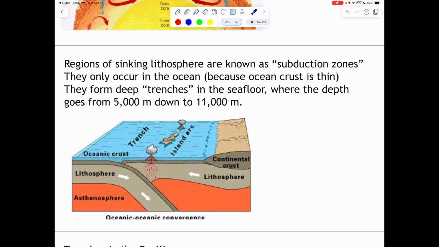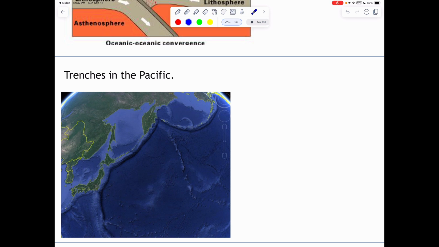So you can see an example here of this plate. When it meets this plate here, it's going to go under. So in the Pacific here, you can actually see it. These are all trenches, this whole area. And this is where the Pacific plate is going underneath these continental plates over here. So you've got massive, large trenches. We also have lots of volcanoes in this area, and we have lots of earthquakes. So they kind of go together.